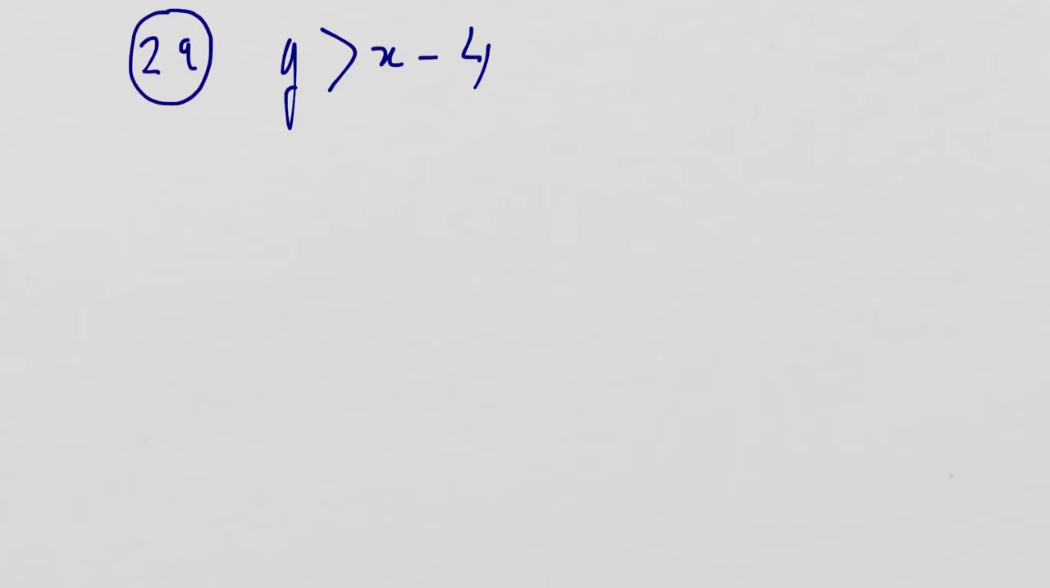And let's try to solve problem number 29. Number 29, now we have y is greater than x minus 4, but we have a system of linear inequalities, and for the other one, it's x plus y less than 5. Well, we are going to apply what we did on problem number 13 for each of these two inequalities.